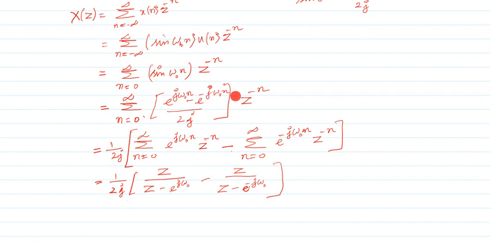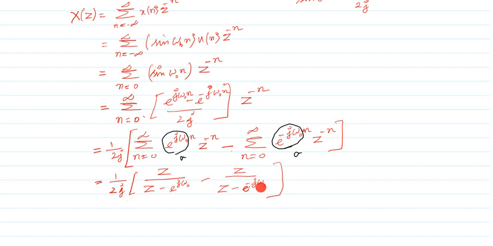If you see this, it is a power n, z power minus n. I can call this term a. What is the transform? We have seen already: z by z minus a. Here, what is a? This is a. So it is z by z minus e power minus j omega naught.